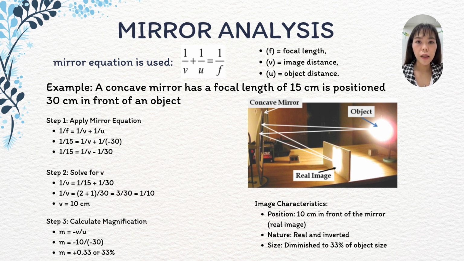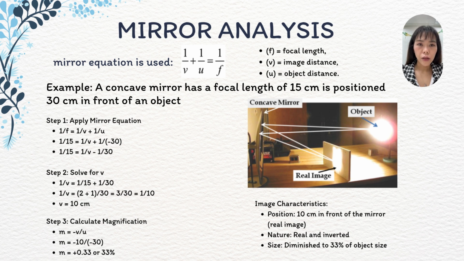In this section, I analyze how mirrors form images using the mirror equation, which is 1 over f equals 1 over u plus 1 over v, where f is the focal length, u is the object distance, and v is the image distance. For example, I use a concave mirror with a focal length of 50 centimeters. If the object is placed 30 centimeters in front of the mirror, we can calculate the image distance and magnification using the formulas as shown.